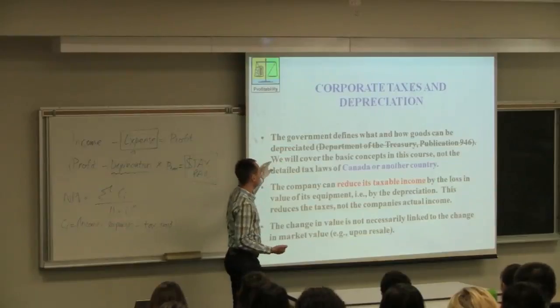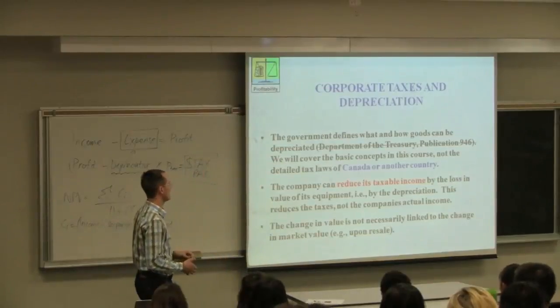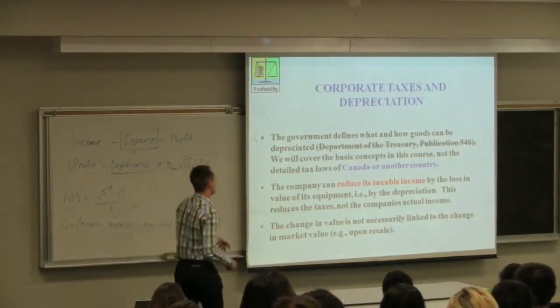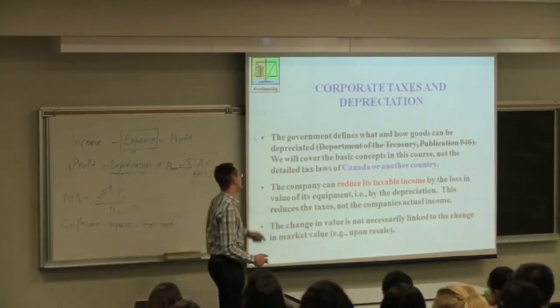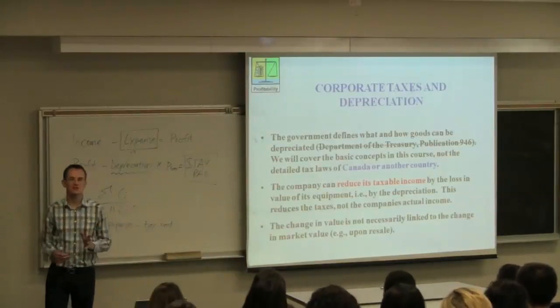In this class, I will not go into too much detail. There's some detail that's very specific to Canada. We will just cover the general principles of depreciation. But the main point is that the company can reduce its income through the cost of its equipment. Okay? The reason is quite simple.